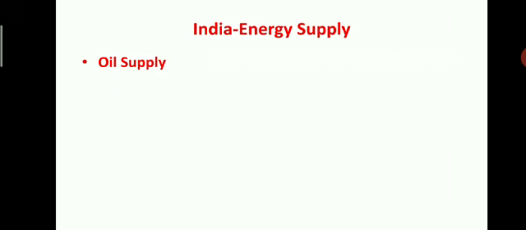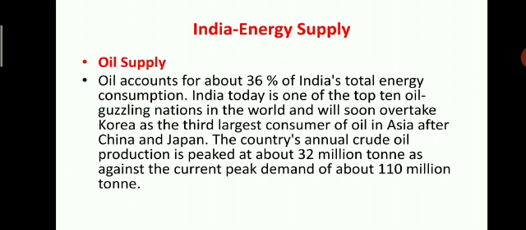Oil is used everywhere now. Oil accounts for about 36% of India's total energy consumption. India today is one of the top 10 oil guzzling nations in the world and will soon overtake Korea as the third largest consumer of oil in Asia after China and Japan. The country's annual crude oil production has peaked at about 32 million tons as against the current peak demand of about 110 million tons.